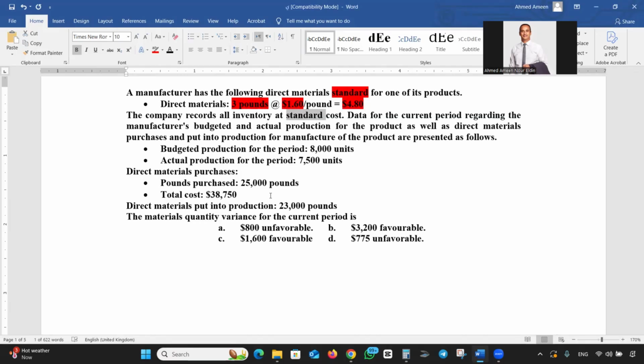Data for the current period regarding the manufacturer, budget and the actual production, the data for the budgeted amounts and the actual amounts for the product, as well as direct material purchases, the direct materials that we purchased and put into production, and what we used in the production of direct material for manufacture of the product are presented as follows.